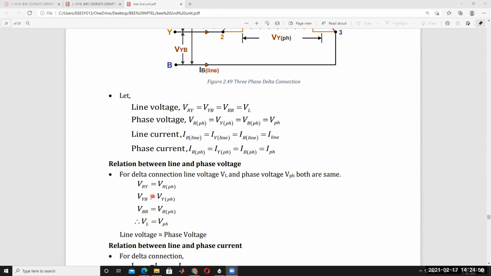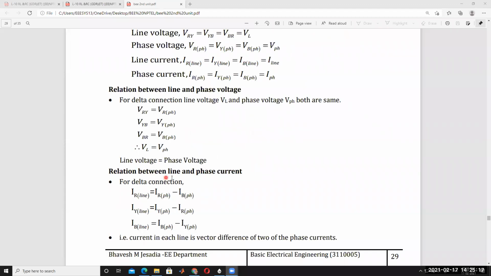So that means line voltages are equal in nature. VRY is equal to VR phase, VYB is equal to VY phase, VBR is equal to VB phase. This is called line voltages, this is called phase voltage. Line voltage is equal to phase voltage. That is the relation between line and phase voltage in a delta connected system. And then the relation between line and phase currents in a delta connected system.